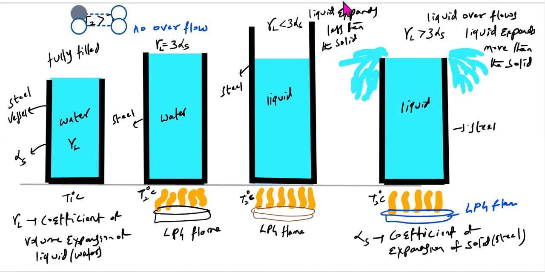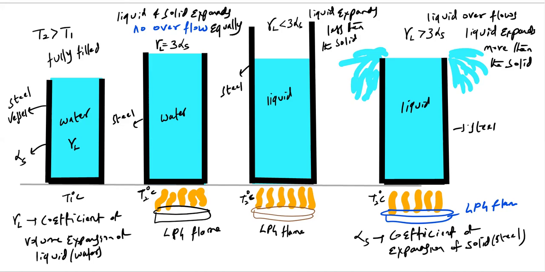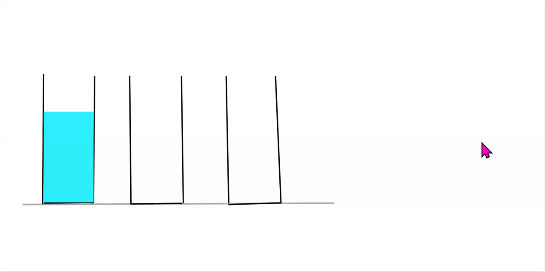Like this, the idea is what we can put here. Here we'll write it: if liquid and solid expand equally, this is one basic idea of the thermal expansion of the liquid. Now we'll see what we mean by apparent and real expansion of the liquid.